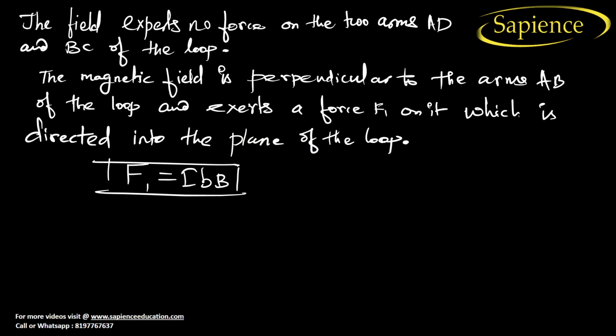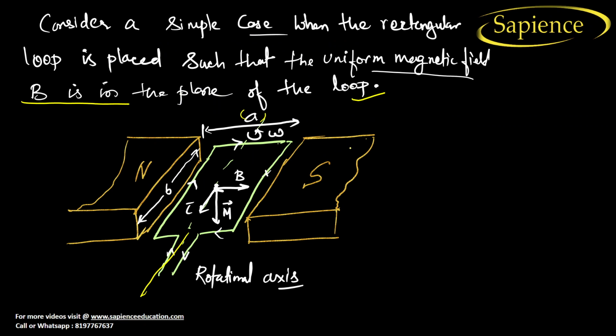So what will happen? The field exerts no force on the two arms AD and BC. Why? See here, how many arms are there? Let us consider this is A, B, C, and D. So in these arms, no force is acting.